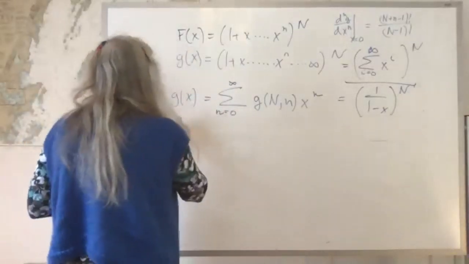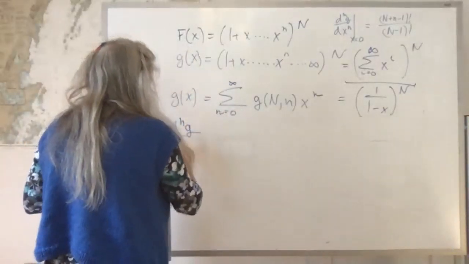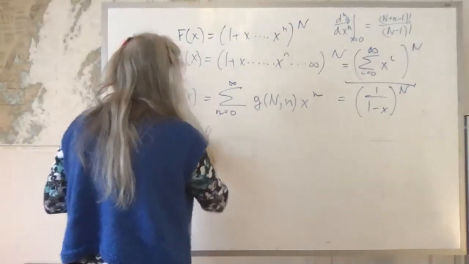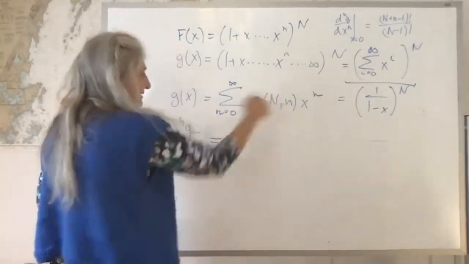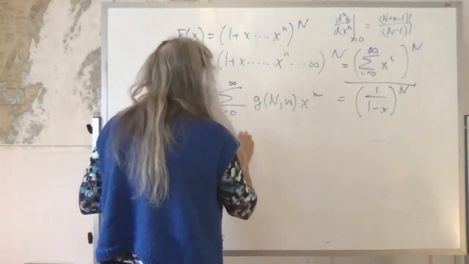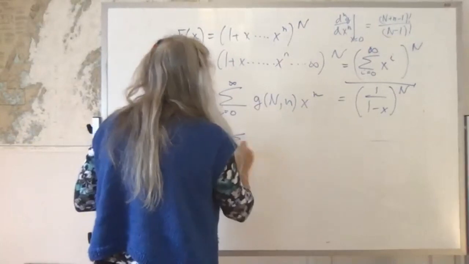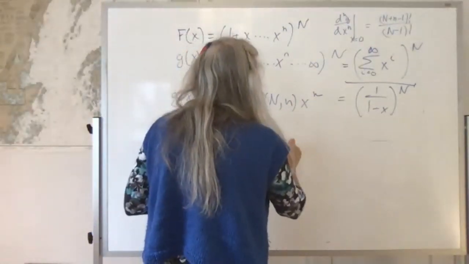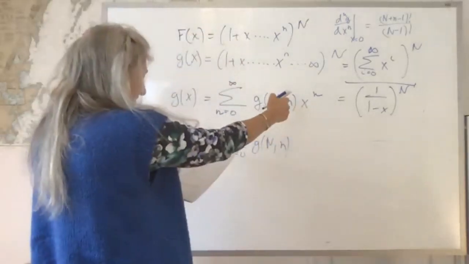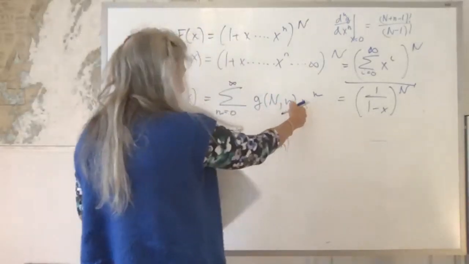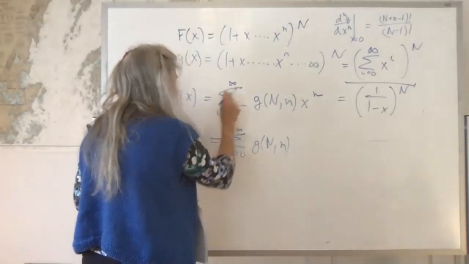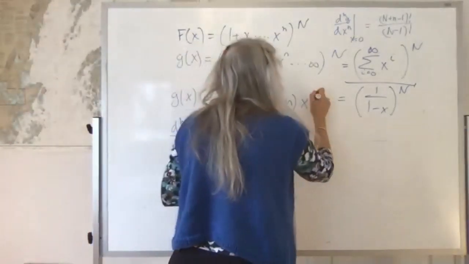So let's take n derivatives of this form of it. It's a sum, the sum from n equals 0 to infinity of g_n x to the n. Now I just need to take, actually if I'm taking n derivatives, let's rewrite this with a different index.